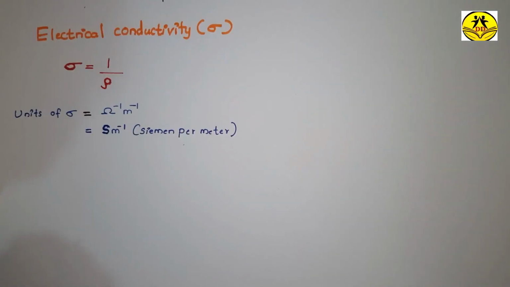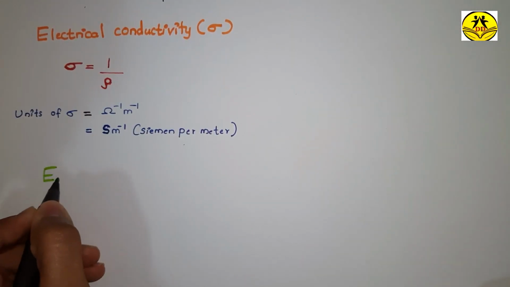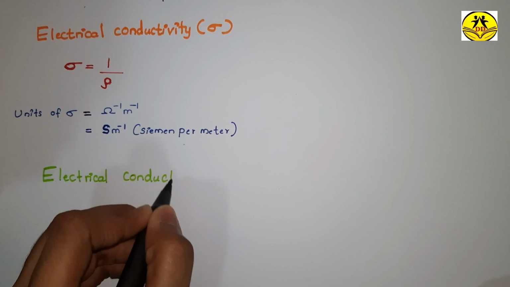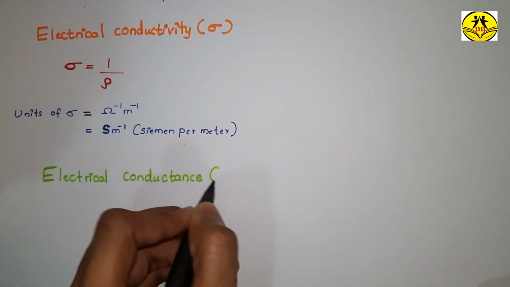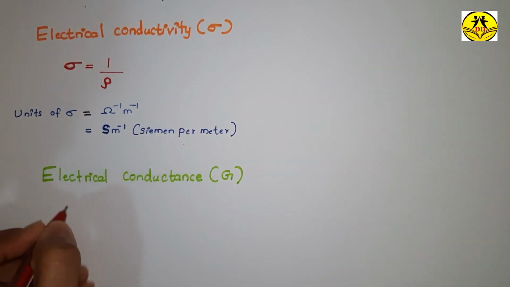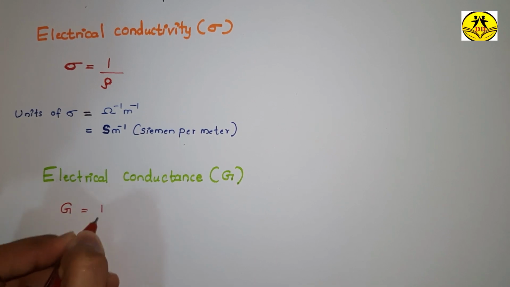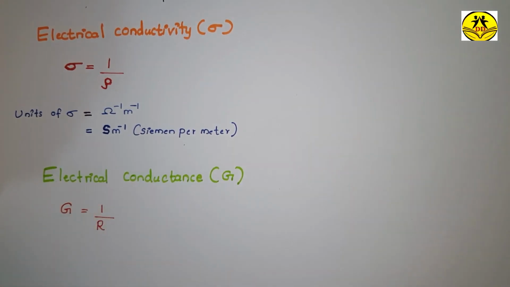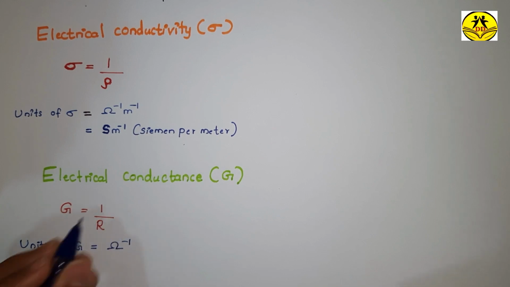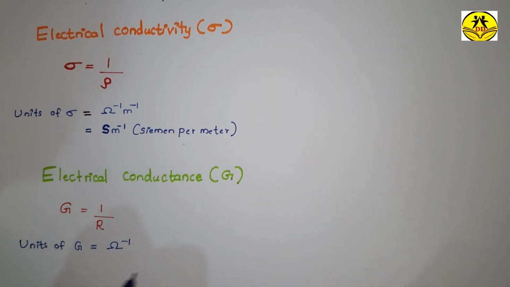And next we'll talk about electrical conductance. It is denoted by capital G. Electrical conductance is the reciprocal of the electrical resistance. And the units of conductance is per ohm, the inverse of resistance. Per ohm equals Siemens.